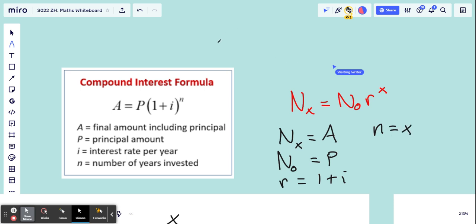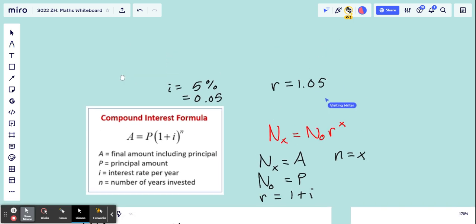Like I said, if something is going to increase by 5%, then I would be 5%. But if we want to apply it to the formula we were learning earlier on, R would be equal to 1.05, because it's 1 plus 5%. So we need to convert the percent into a decimal. We're probably going to use this formula from now on if we're doing bank interest, if it's in percentage.